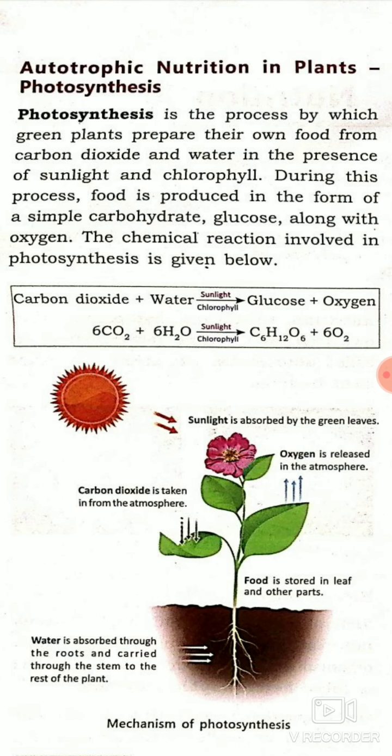By this preparation, they make food in the form of glucose, that is C6H12O6. Extra glucose is stored in the form of starch in plants. It means all these four things or conditions are necessary for the process of photosynthesis.